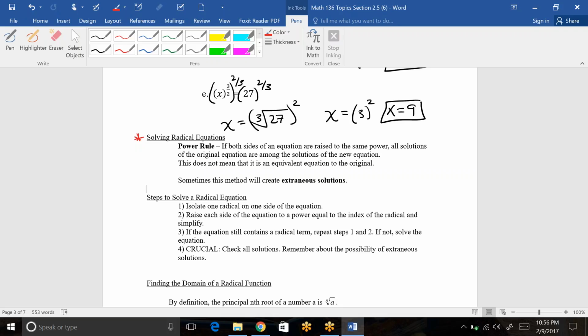So the steps to solving a radical are to get the radical on one side by itself, raise each side to the power equal to that root so that it'll go away. If you still have a radical, and I'll do one example where you have two radicals and you have to do the process twice, you repeat steps 1 and 2. If you don't have a radical still left over, you go ahead and solve. Check all of your solutions, because remember, by squaring or cubing both sides, we could have created an extra solution.